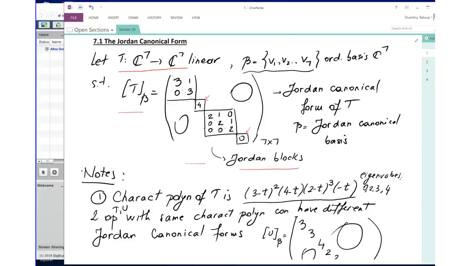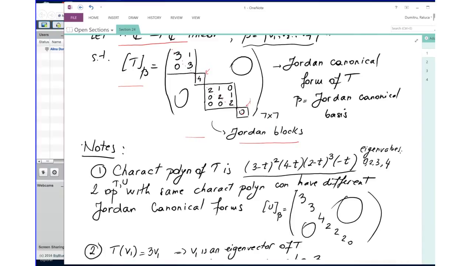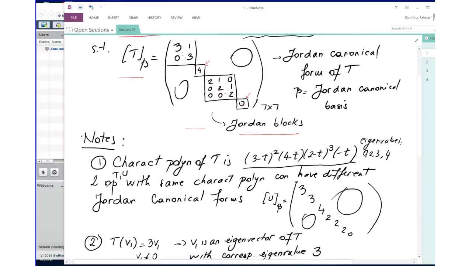It will turn out that any linear operator whose characteristic polynomial splits will have this property. That is, there will always be such a basis, which will be called the Jordan canonical basis, such that the matrix of T in that basis will look like this. So we started looking into the properties that such a basis would have. First of all, we noticed that because the matrix of T in that basis looks like that, its characteristic polynomial is very easy to find, right? It's just going to be this one here.